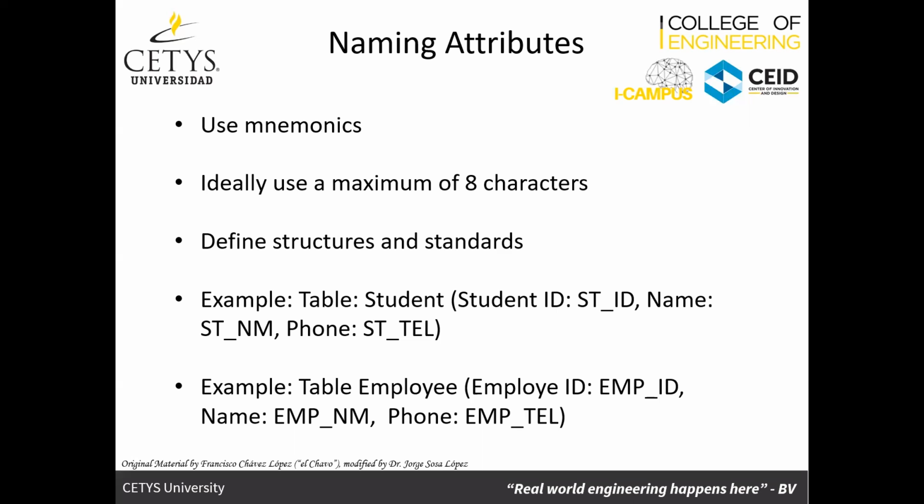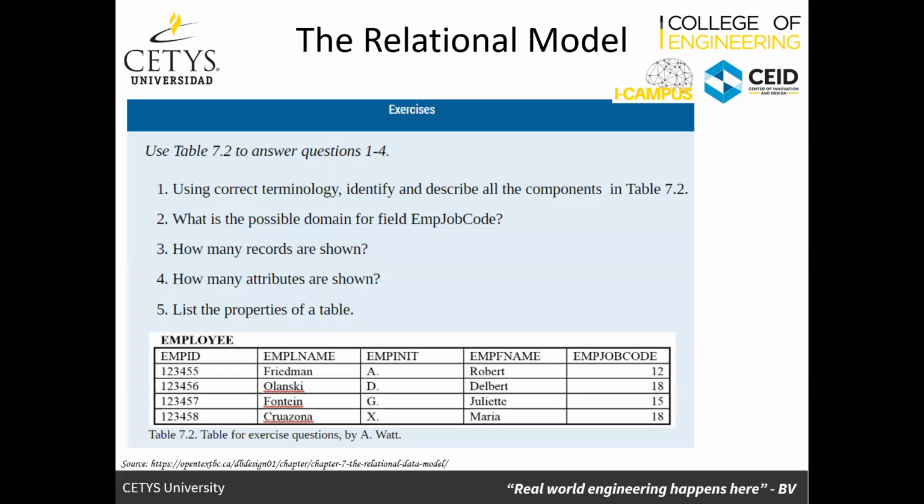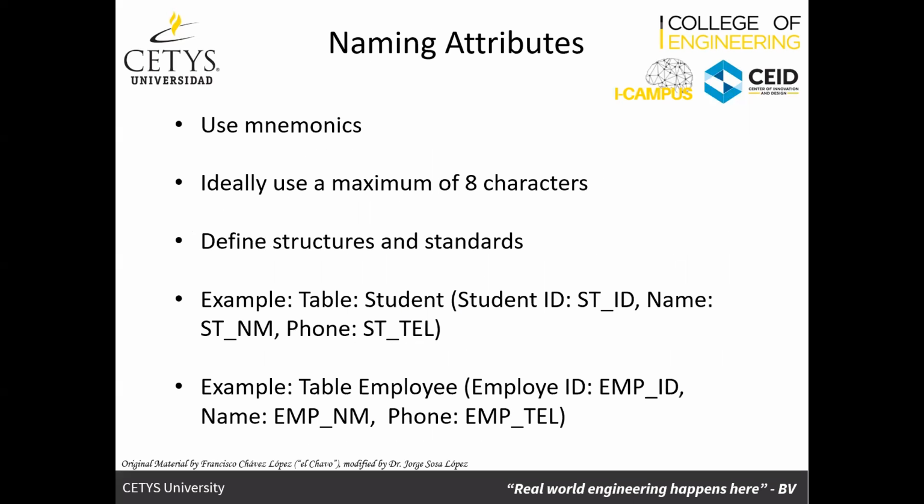Define structures and standards, meaning that, for example, in this table, all of the attributes start with M. That's a structure and a standard. So you're going to say all of the attributes are going to start with a mnemonic. And then I'm going to have an underscore and something else, or whatever you define. So define a structure, a nomenclature that you're going to be using.